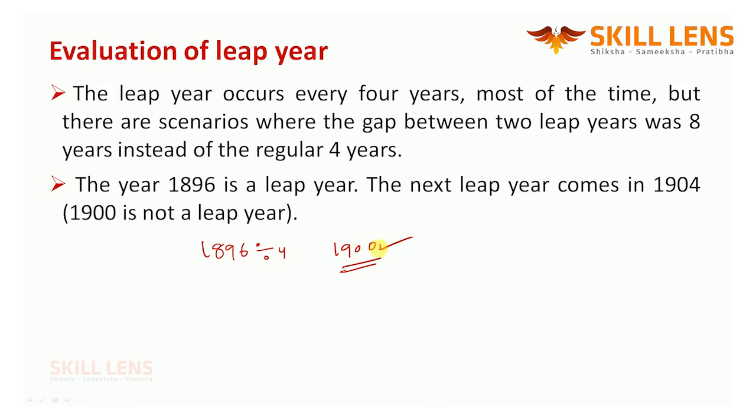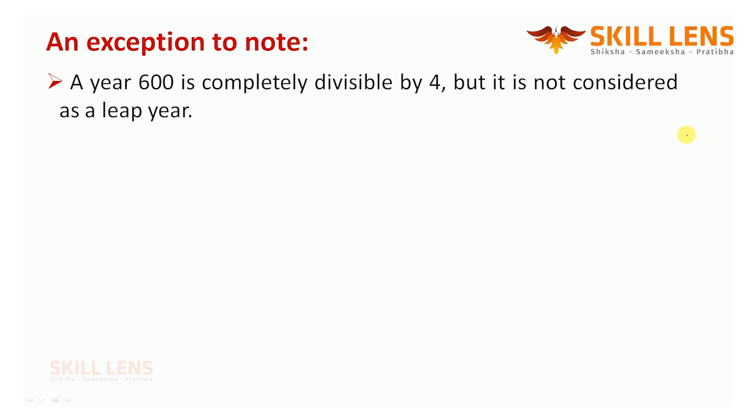But the point is what? The 1900th year is a century year. So century years should be divisible by 400. Is 1900 exactly divisible by 400? No. So that's why the leap year gap is not always 4 years. The gap between 2 leap years is sometimes 8 years. Okay, when there are century years, you have to take care of these particular points.